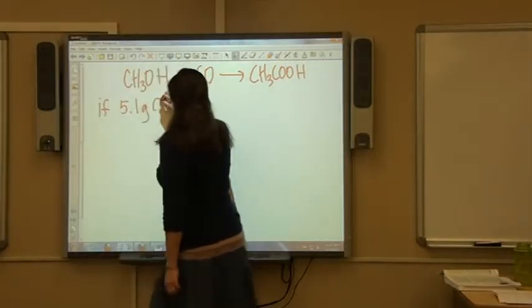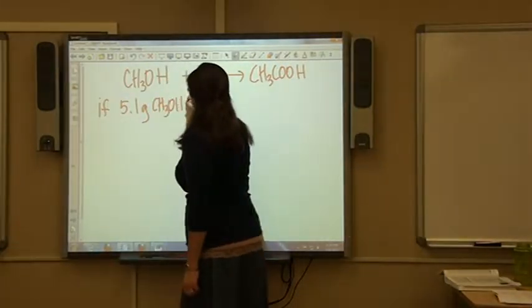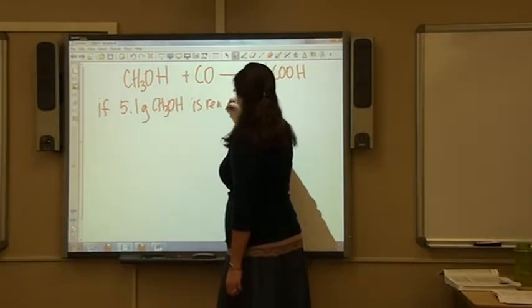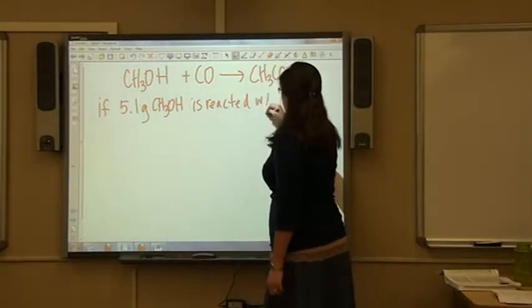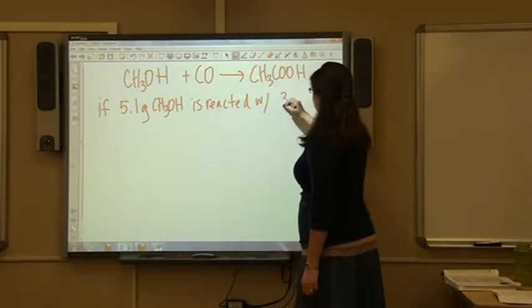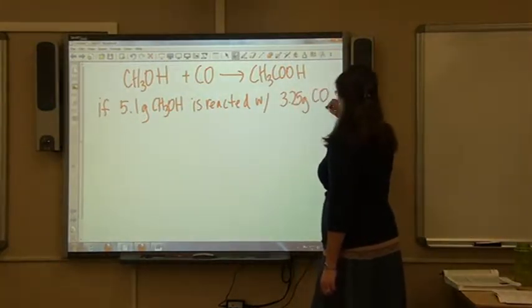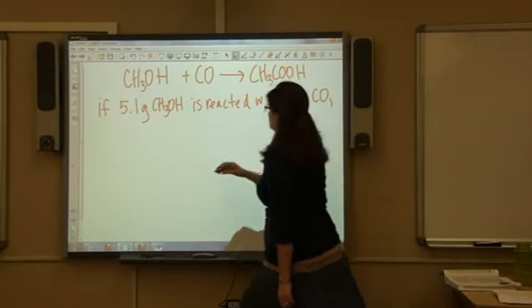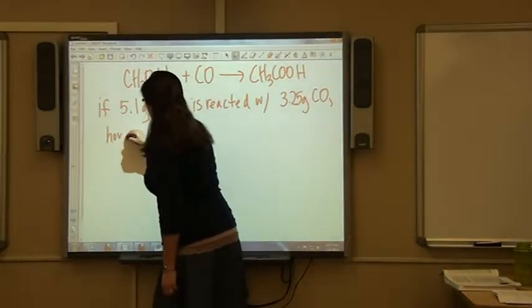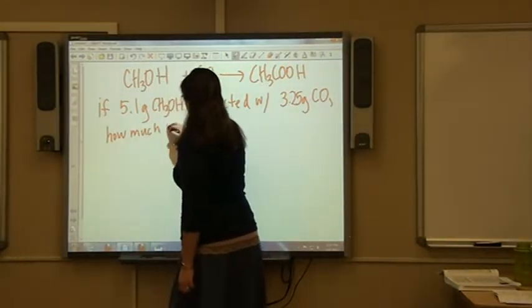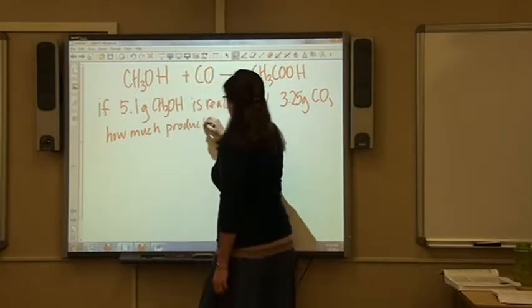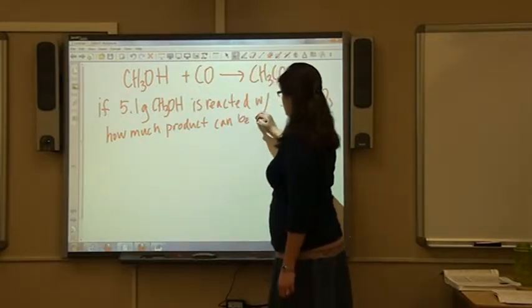5.1 grams of the methane is reacted with 3.25 grams of the carbon monoxide. How much product can be produced?